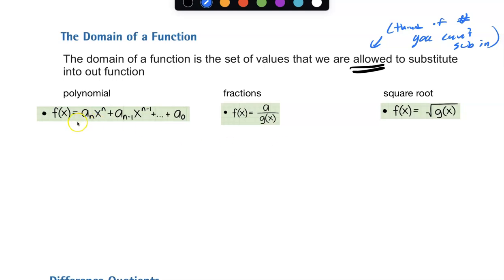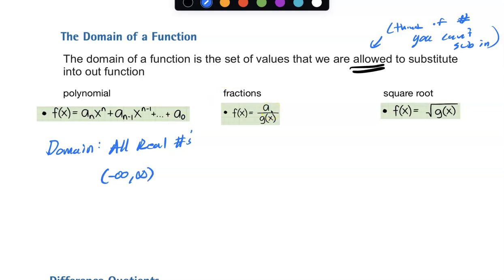So polynomial is the first one. There's actually no numbers. There's no issues here. You can plug in anything you want. So the domain here is always going to be all real numbers. No matter what real number you plug in, you're going to be fine. Also known as negative infinity to positive infinity. We'll talk more about that later.